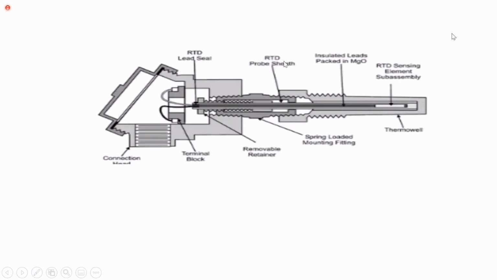The parts are the RTD lead seal, RTD probe sheath, RTD sensing element, and thermowell. Inside, we place our resistive material. We'll see the RTD video.